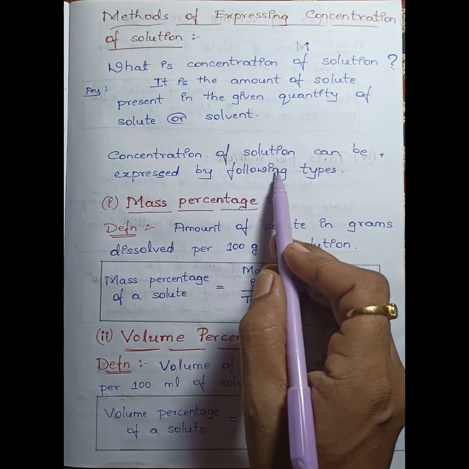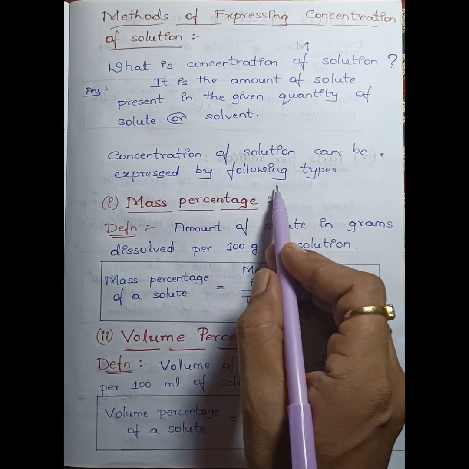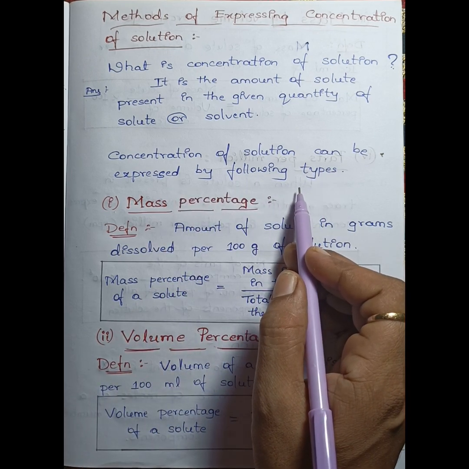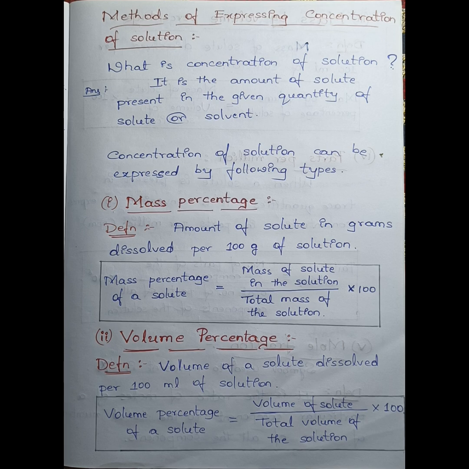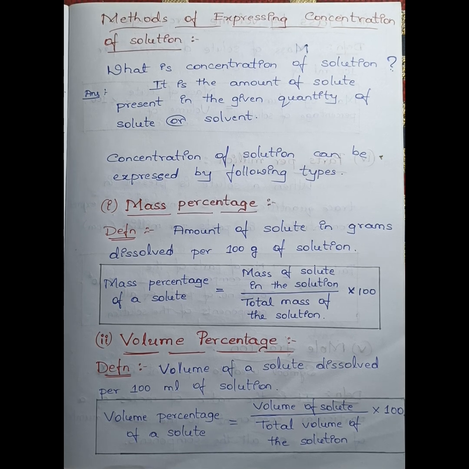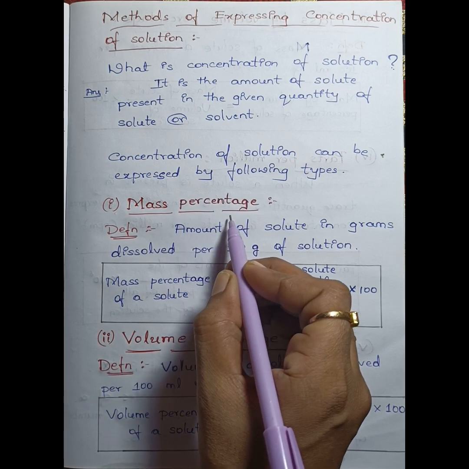Now this concentration of solution can be expressed by the following methods. So guys, there are several methods to express concentration of solution. They are mass percentage, volume percentage, mass by volume percentage, parts per million, mole fraction, molarity and normality. So next, let us discuss them one by one. First one, mass percentage.